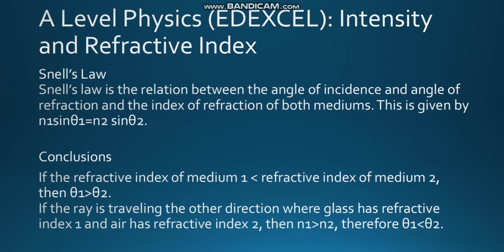However, if the light ray is travelling in the other direction, where glass has refractive index n1 and air has refractive index n2, then n1 is greater than n2, therefore theta 1 is going to be less than theta 2.